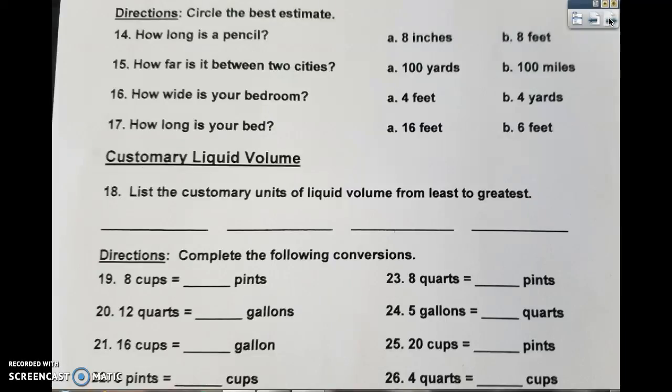All right. A pencil, about 8 inches. How far is it between two cities? 100 yards? 100 yards is a football field. So for those of you who play sports or know about football, 100 yards is a football field. So between cities, it'd be about 100 miles. That's like from Yorba Linda down to San Diego. So 100 miles is better. Now it's not, of course, always 100 miles, but in this case, yes.